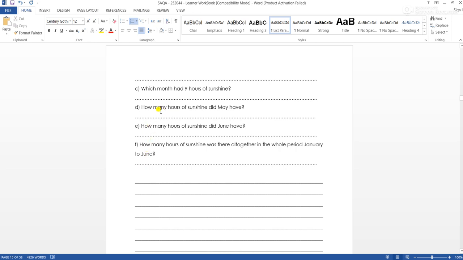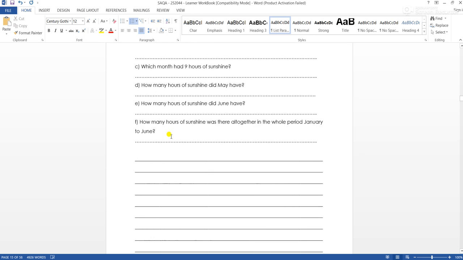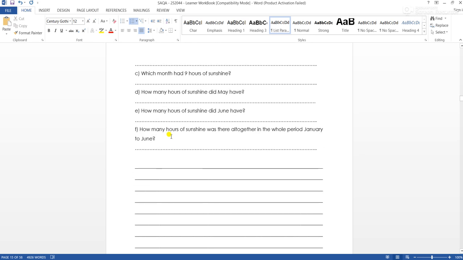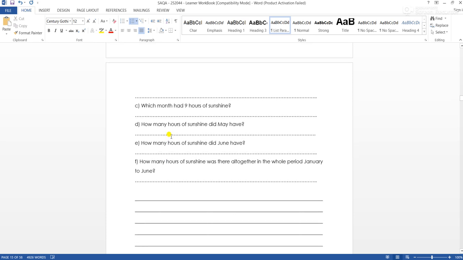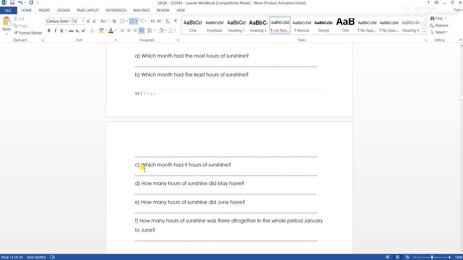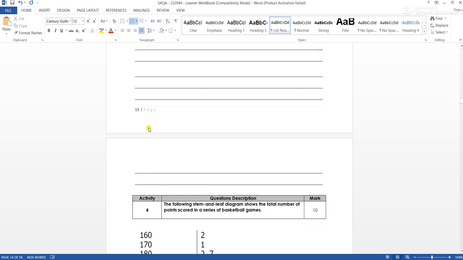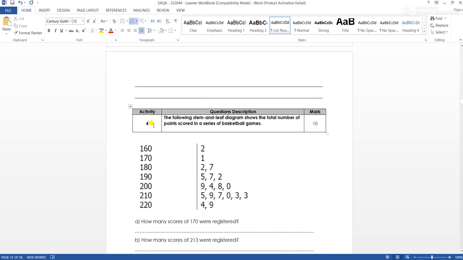For instance, how many hours of sunshine did May have, and how many hours of sunshine did June have? They are actually asking about the hours, compared to the previous questions in C, B, and A, where they actually ask for months. So these are the two things that you need to adhere to, the differences.